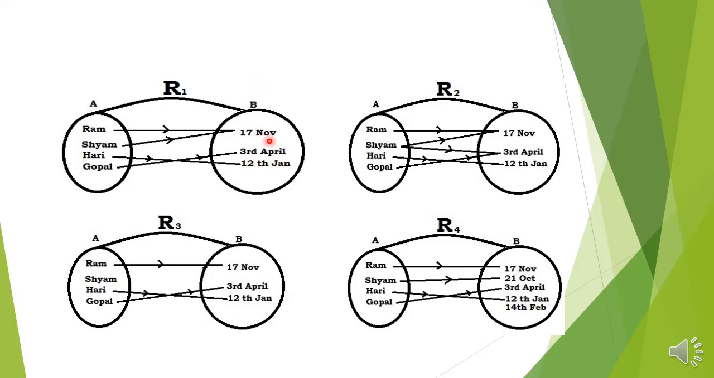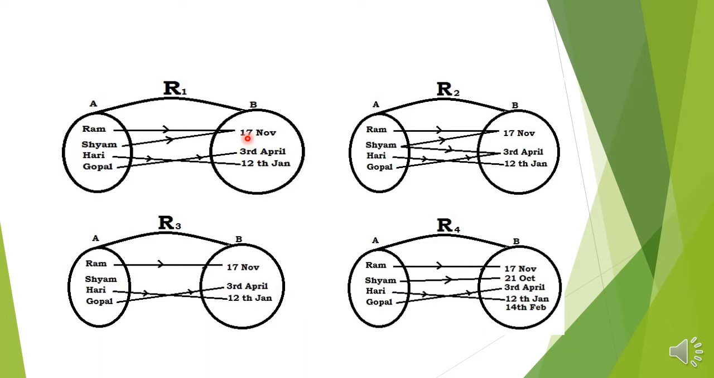Let's study one by one, and you have to tell me, student, which one you think is practical and which one you think is not so practical. Let's study the R1 relation first. Ram's birthday is 17 November. Sam's birthday is also 17 November. I think this is true, because today is my birthday, and there may be many other people who celebrate a birthday today, isn't it?